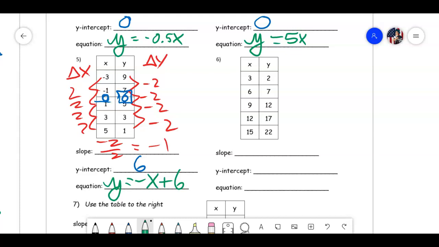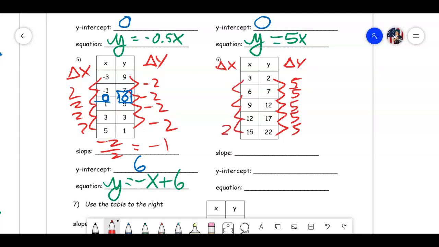Let's find the change in y. What's the change in y? Change in y is 5 each time. And then the change in x each time. Okay, 3. So what's my slope? Change in y over change in x. Does 5 over 3 reduce?